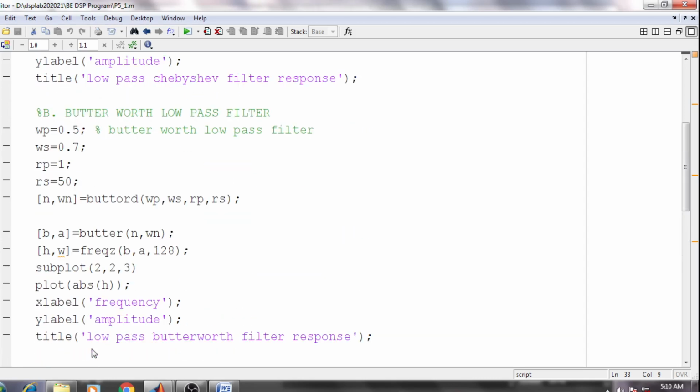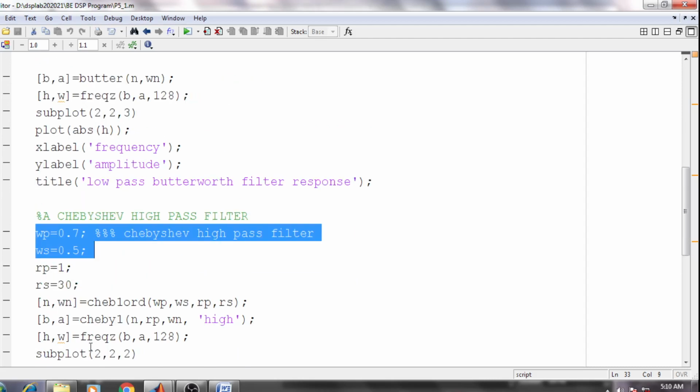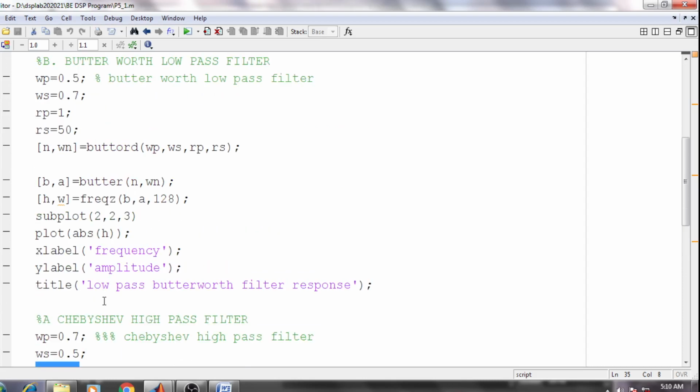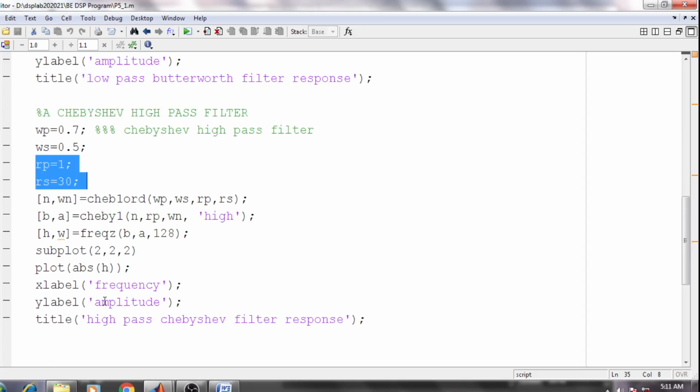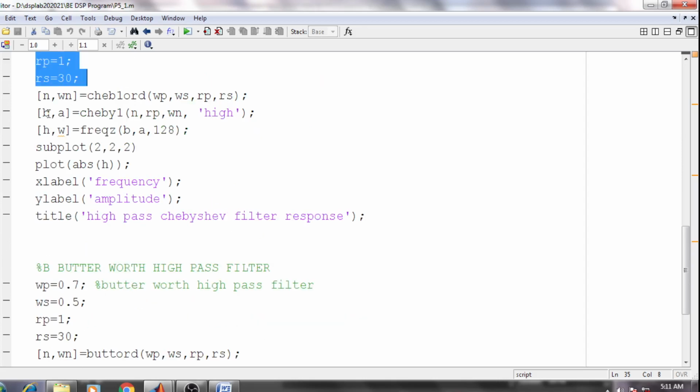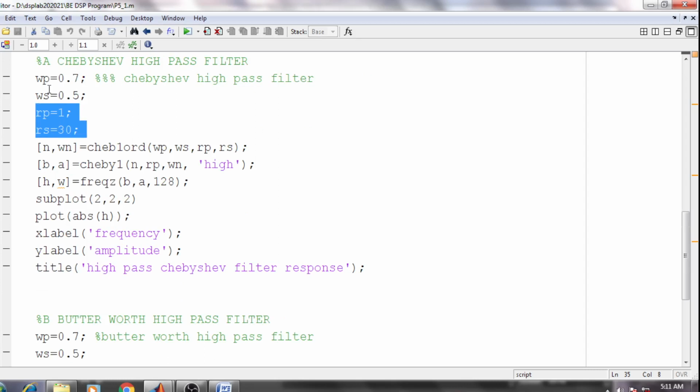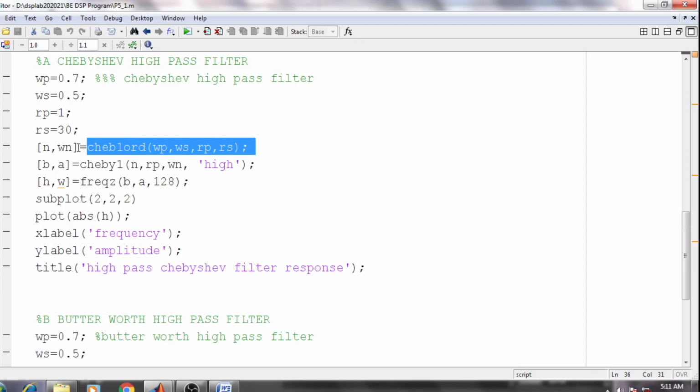Getting the idea? And the ripple. Passband ripple and stopband ripple are also kept nearly the same, 1 and 30. So once you pass these parameters to this Chebyshev 1 order function, you will get N and Wn, that is the order of the filter and the cutoff frequency. Then pass these parameters to this cheby1 filter function. This cheby1 function is written with three parameters: N, Rp and Wn.